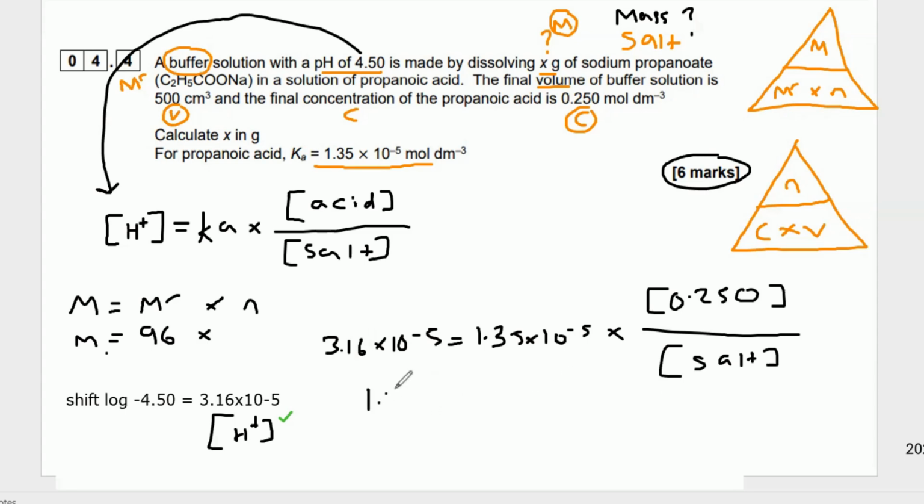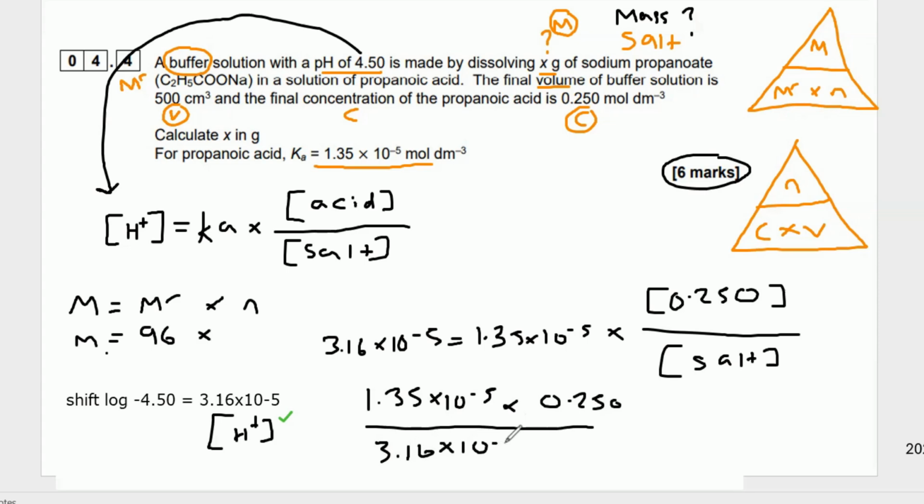So what we're going to end up with when we work this out is 1.35 times 10 to the minus 5, we're going to times that by 0.250. Now we're going to divide this by 3.16 times 10 to the minus 5, and that is going to equal 0.1067, and that is our moles per dm cubed of salt. Now the salt is obviously sodium propanoate. I'm just calling it salt here for ease.